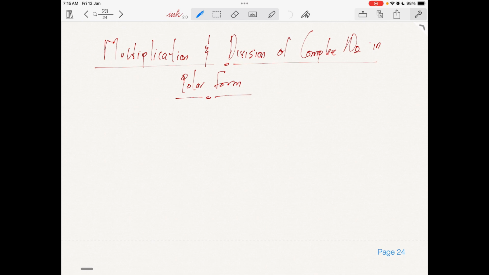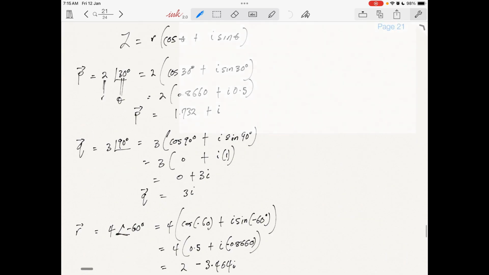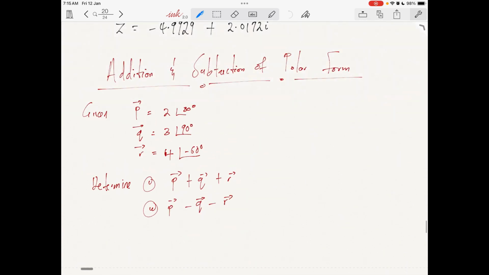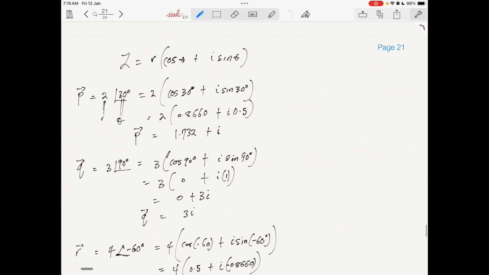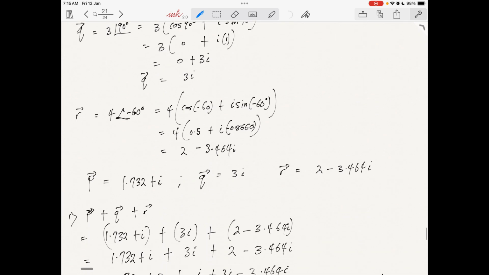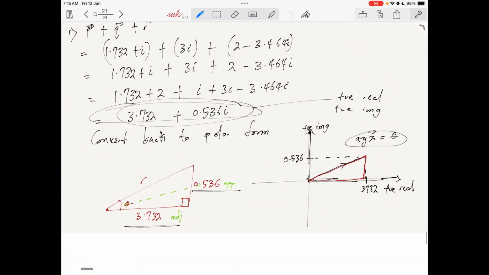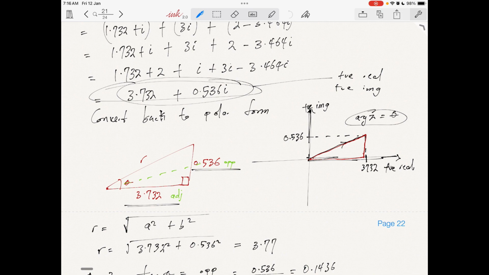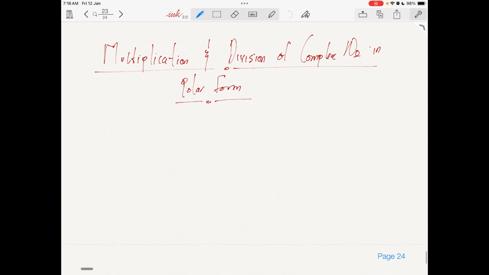In our last video, we talked about addition and subtraction of complex numbers in polar form, where we had this question. The first thing we had to do was to convert each of the complex numbers into Cartesian form, and thereafter we performed the arithmetic operation, addition and subtraction, and then converted it back to polar form. So in this video, we'll be talking about how to multiply and divide complex numbers which are in polar form.